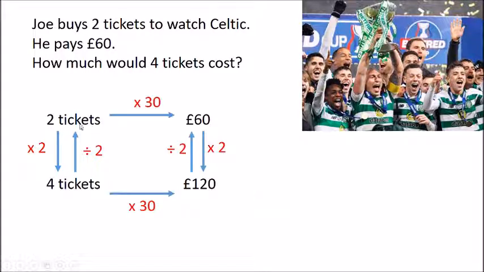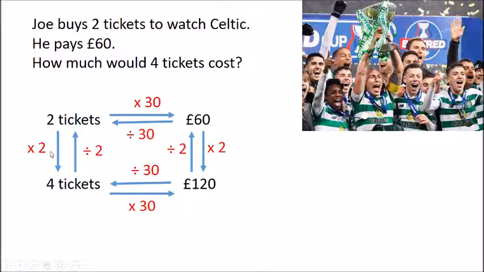So think about how I get from 2 tickets to £60. Well, I've multiplied by 30. To get from 4 tickets to £120, I've multiplied by 30. And it's not just in the right direction that this works, it also works in the left direction as well. So think about it, 60 divided by 30 gives me 2, 120 divided by 30 gives me 4.